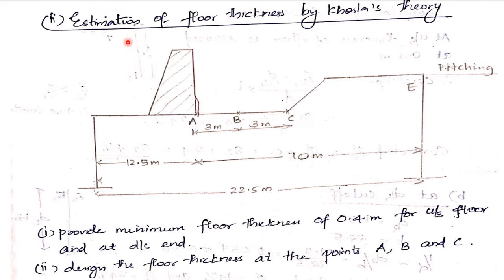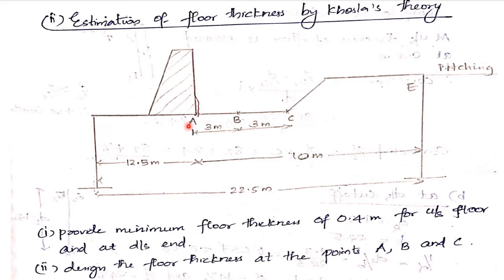Now next, estimation of floor thickness by Khosla's theory. Now we have to design the thickness of the floor at different points. So here we are going to assume the thickness of the floor at the start and the end, that is on the upstream side and downstream side, as 0.4 meters. We are going to give the minimum thickness on the upstream end and downstream end, that is 0.4 meters.